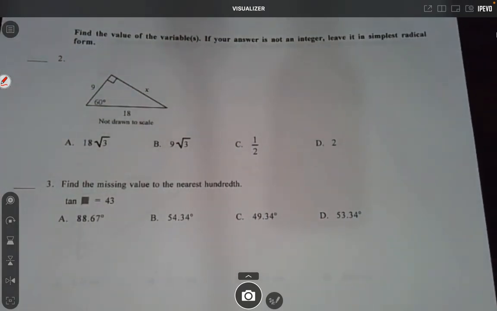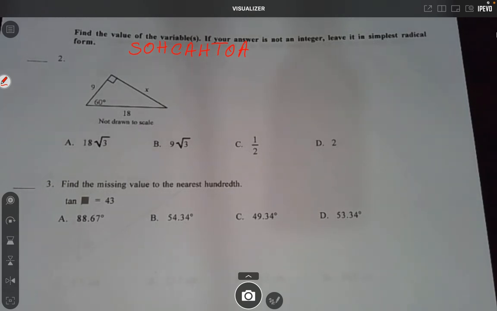All right, now we're going to start SOHCAHTOA. Sine is opposite over hypotenuse. Cosine is adjacent over hypotenuse. Tangent is opposite over adjacent. And so some of y'all are struggling with what's opposite and what's adjacent. We'll go over that. So here's 60 degrees. That's the angle I'm starting with.